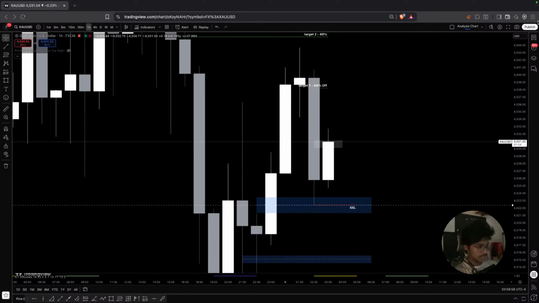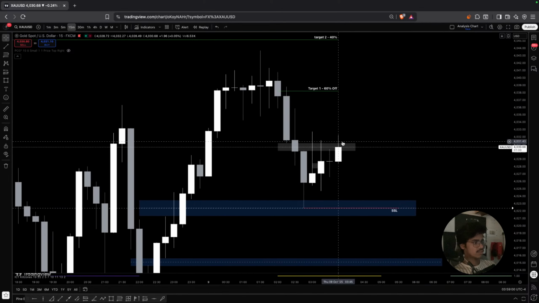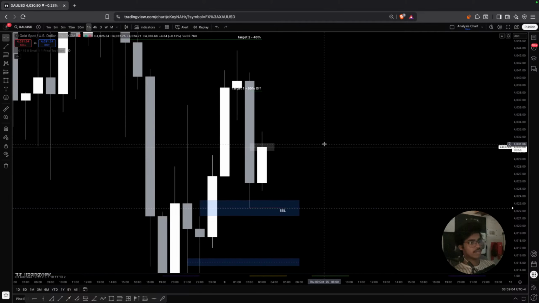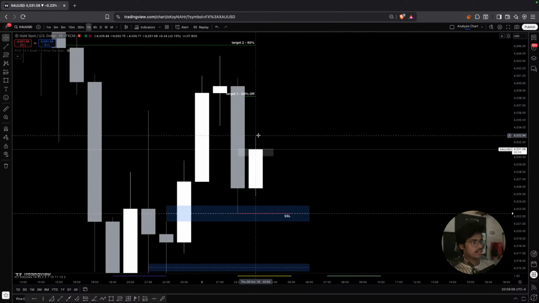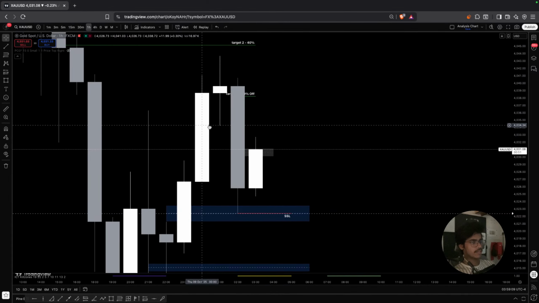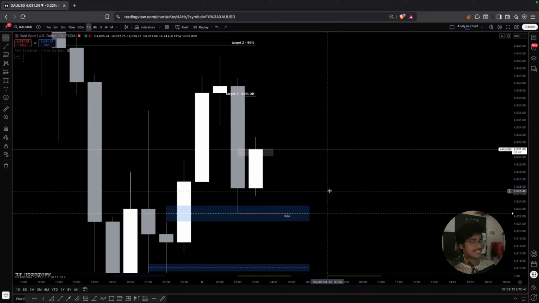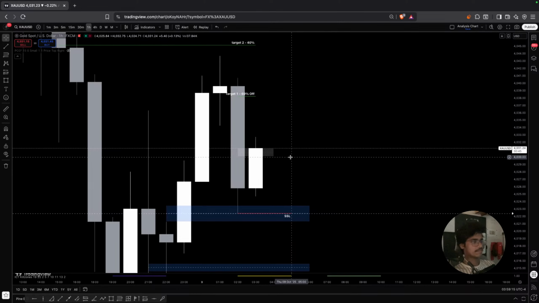But wait for a minute. Even if that 15-minute candle does close above this point, if you see on the 1 hour, which is a much higher time frame confirmation, there will be a fair value gap created. So even if the market goes to that level, we can look for sells most probably. That's what we can do.